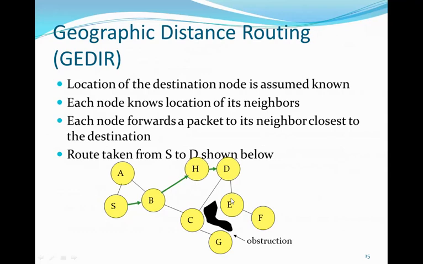The location of the destination node is assumed to be known, and it is also shared with the desired sender nodes or the neighbor nodes. Similarly, each node also knows the location of its neighbors, so they also share this information with one another. Every node will forward a packet to its neighbor closest to the destination node.